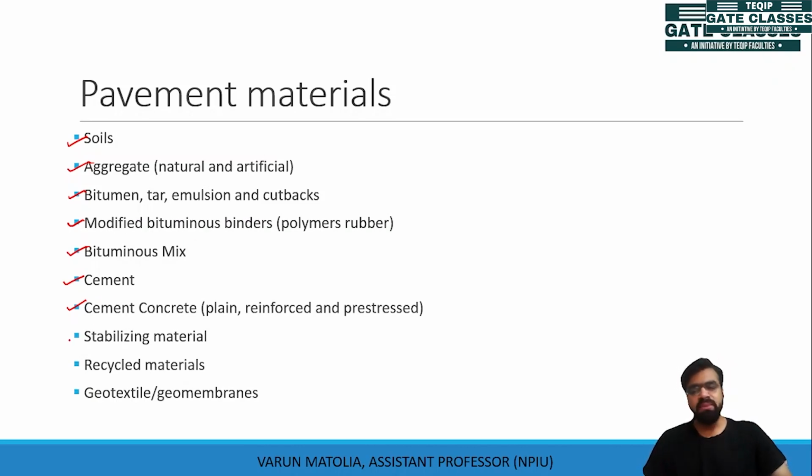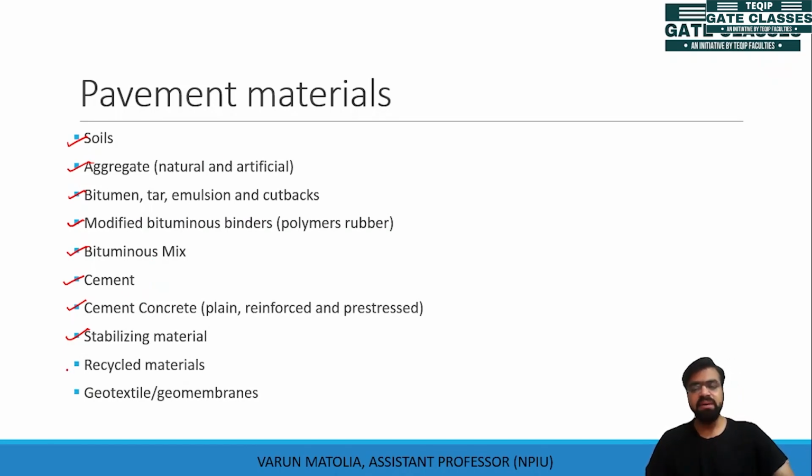Then we have stabilizing material. Stabilizing material is the material which is used to stabilize your soil. What do we mean by stabilizing? Stabilizing means whenever the soil is changing its properties with moisture, we want it to stabilize, to come to a single property which we can alter by rolling or by other operations. To make it stabilize, we add materials like lime or cement. We will talk about stabilizing materials.